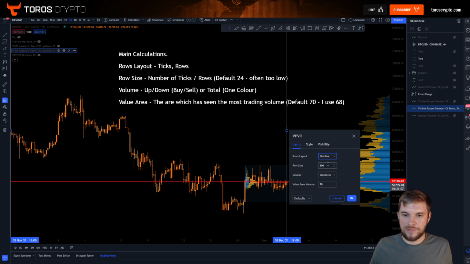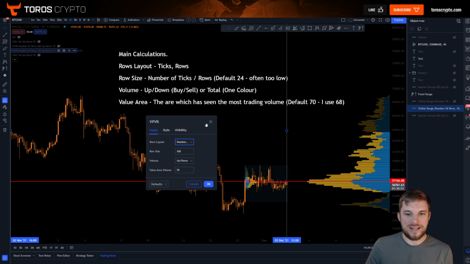Okay, so there are some assets and some charts that you can look at that will give you like 50-cent increments on a tick, so you can set it like that. But I would recommend for anyone starting out, just choose number of rows, and realistically you want to be going over what the default is.